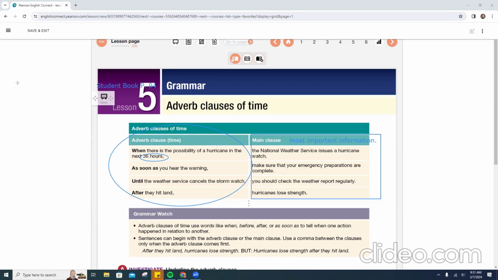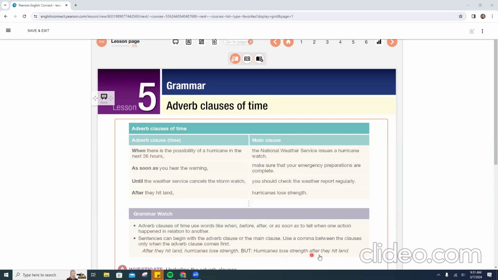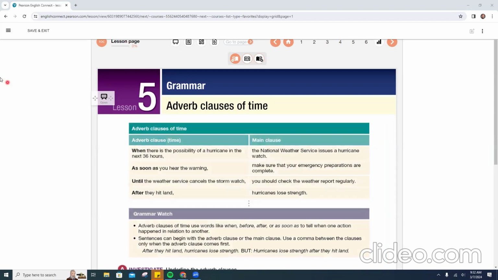Now, with adverbial clauses of time, as you could see in this example down here, we can also use the main clause first and the adverbial clause second. Okay, it will still be an adverbial clause. So sentences that begin with the adverb clause use a comma to separate the adverb clause and the main clause. Okay, now let me do the same sentence right here normally, and you're going to see the difference.